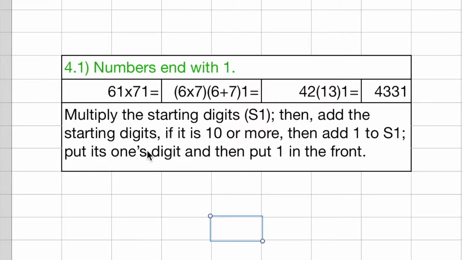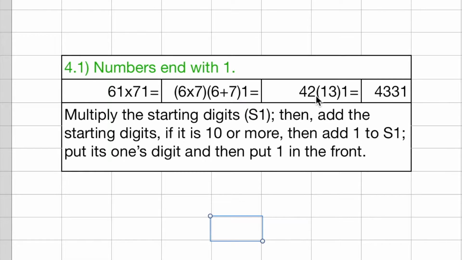Then we will put the ones digit of this addition 6 plus 7, which is 3. So after 43 we put 3. Then we will put 1 in the front. So first we do the multiplication of starting digits. Then we add them. If it is more than 10, we add 1 to that multiplication. Then we keep the ones digit of this sum. And then in the front we put 1.